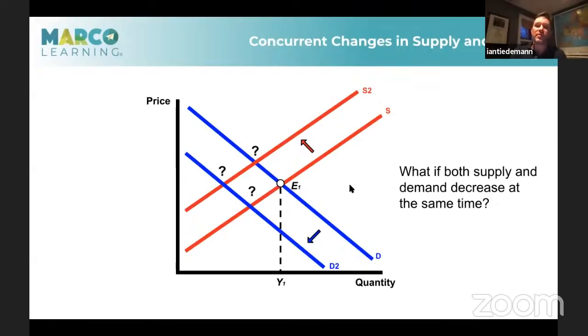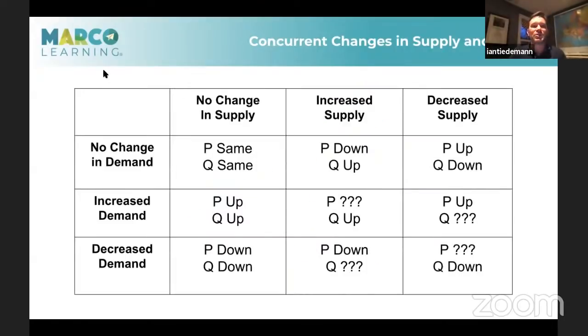So I've put together this fun chart of, hey, well, what happens if neither of them move, or the same, or this one moves and this one stays the same. And then you could see there's a lot of question marks in here because it all depends on which is moving in which way. And sometimes the question will tell you, well, maybe supply moves twice as much as demand, or demand moves twice as much as supply. But if you don't know, then you don't know, and that's okay.